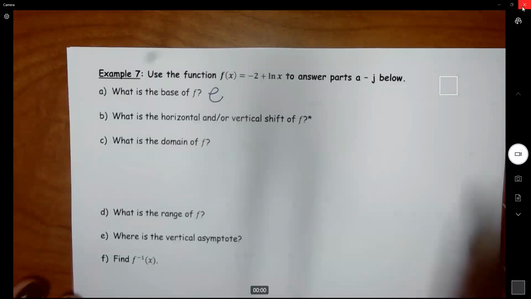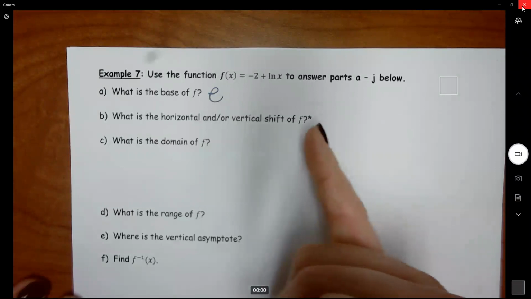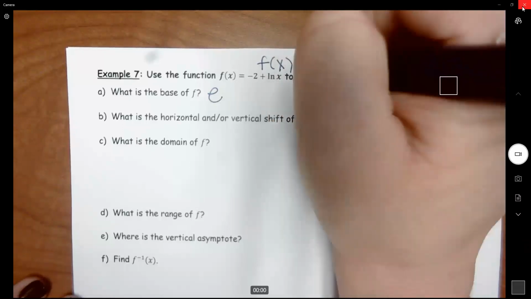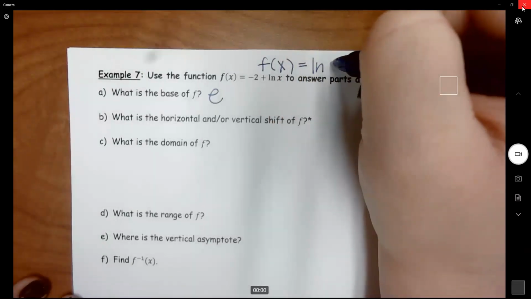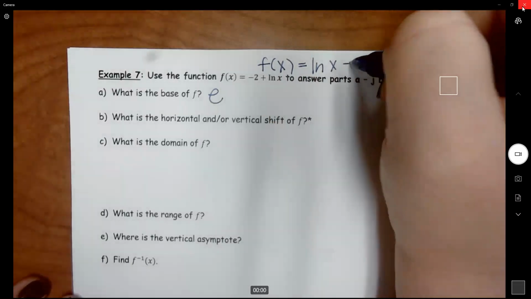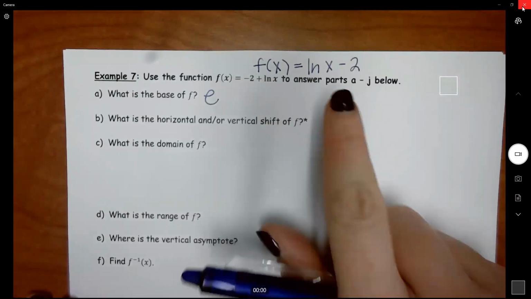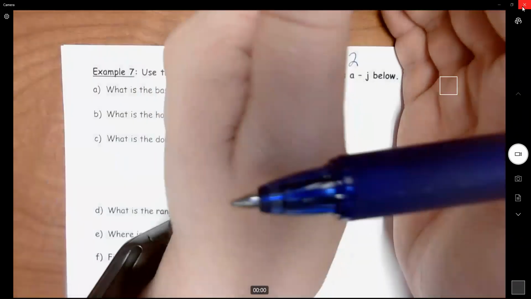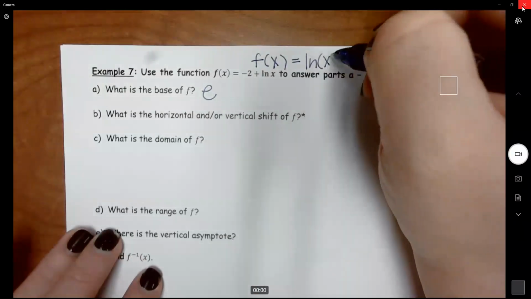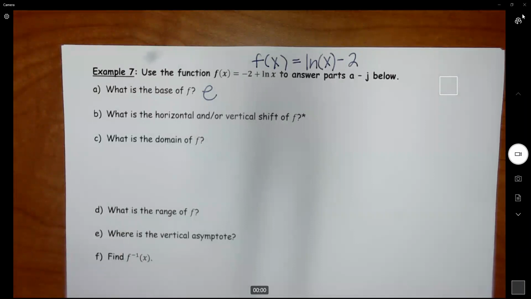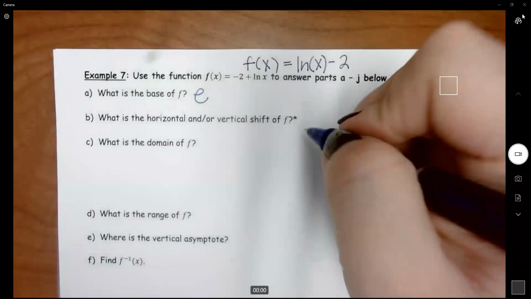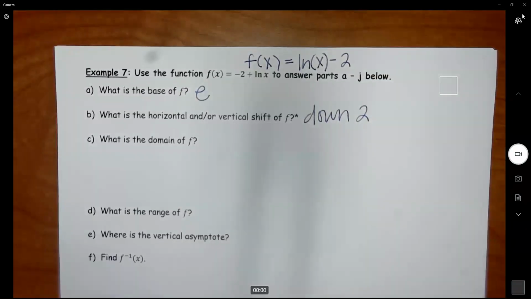What is my horizontal or vertical shift? Well, they wrote this a little bit out of order, and I think it's to avoid confusion. Usually we see this as ln x and then -2 at the end. I think they put the -2 out front so you don't think it's the natural log of x -2. A lot of times you'll see the natural log of just x and then -2 added to the end. So that -2 shifts it down 2.